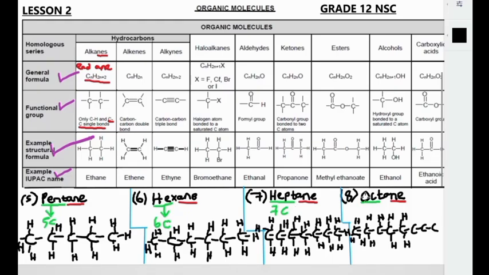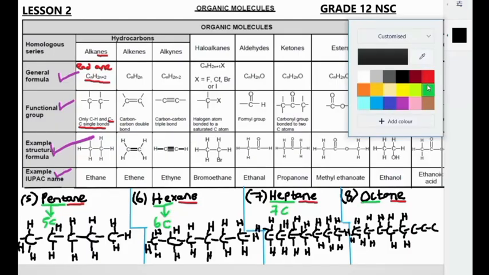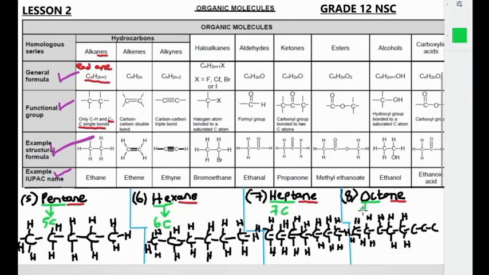And then let's look at the eighth carbon. Now we know that it has 8 carbon atoms, and it's going to be octane. Oct, that prefix means 8. It means 8 carbon atoms.